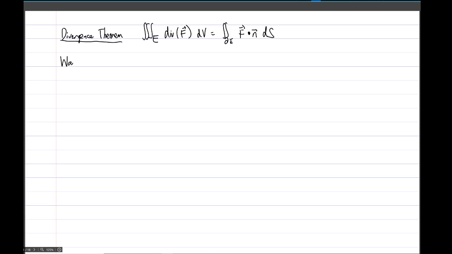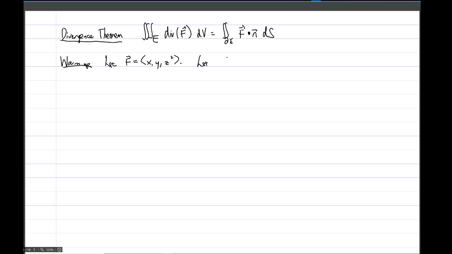Really, this next question could be just truly done as a warm-up, meaning let's write down the question and then pause and give it a try on your own. Okay, so let F be the following vector field: x, y, z squared.